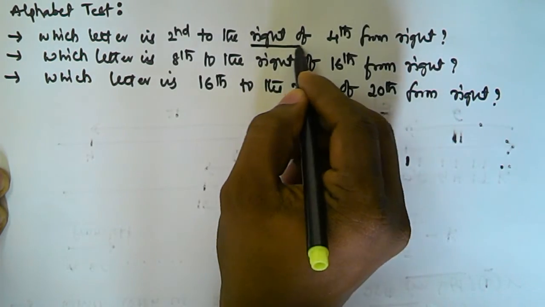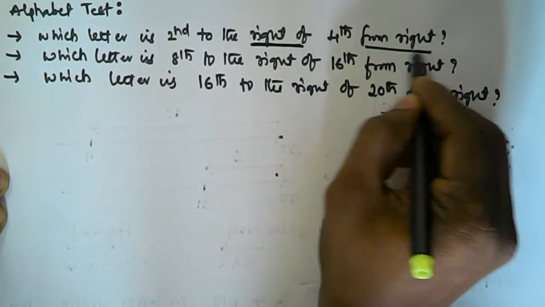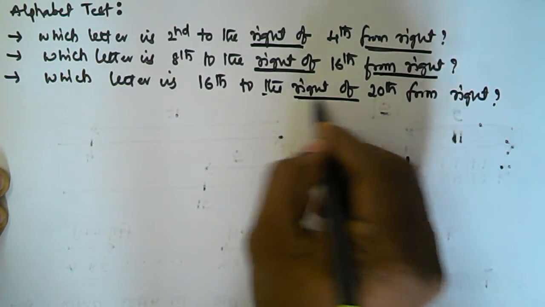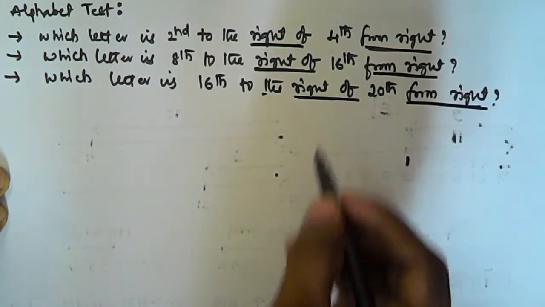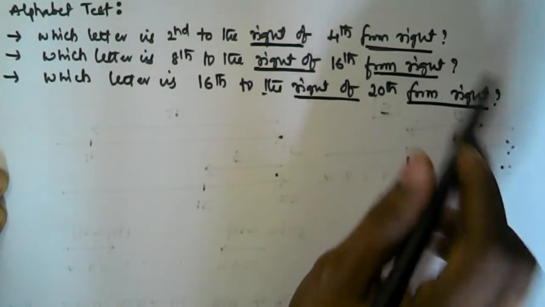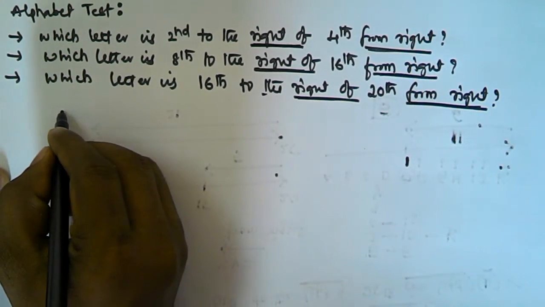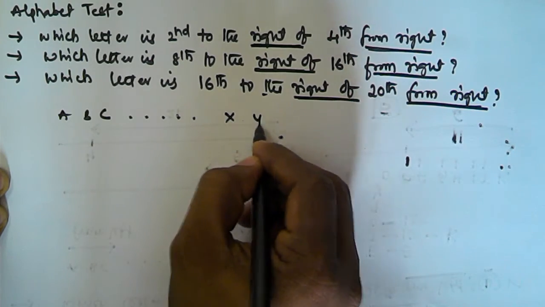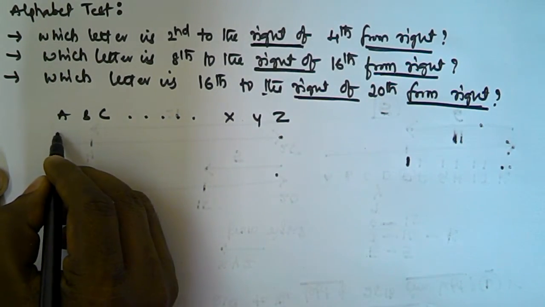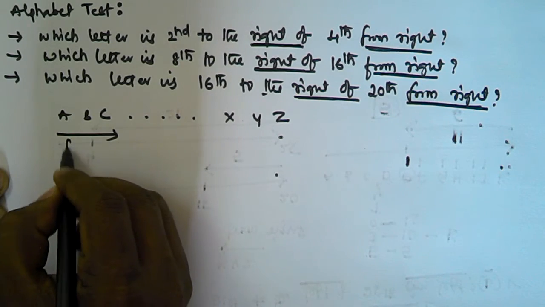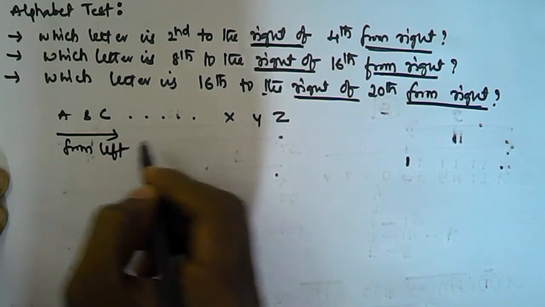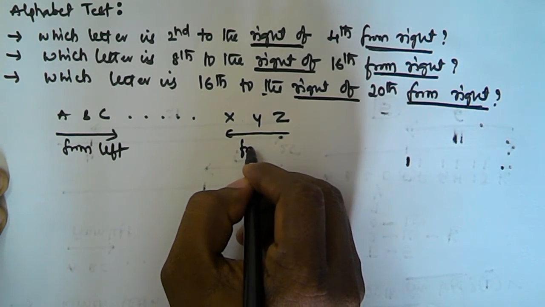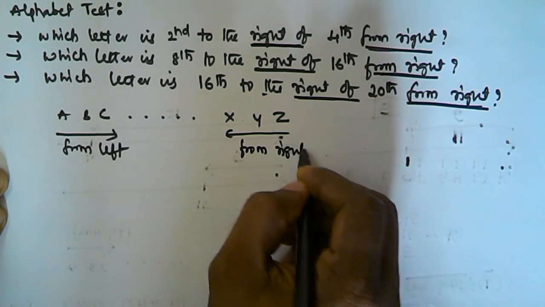So here we see all the questions are in the form of right of and from right. In the previous video I told, if a b c and so on, x y z are there, if you start counting from a towards the z, that is called from left, and if you are counting from z towards the a, that is called from right. So this is telling from right.